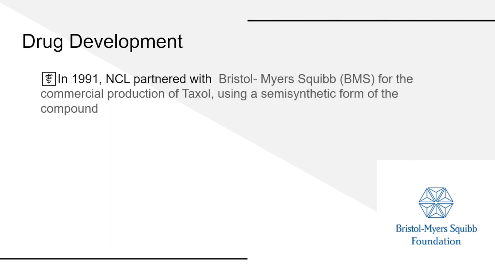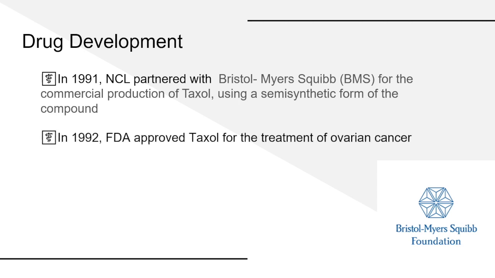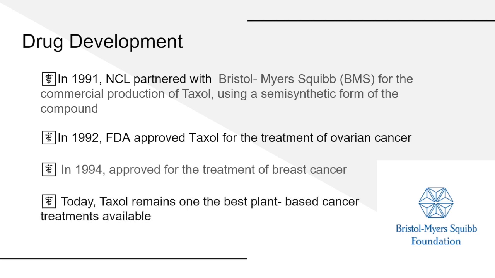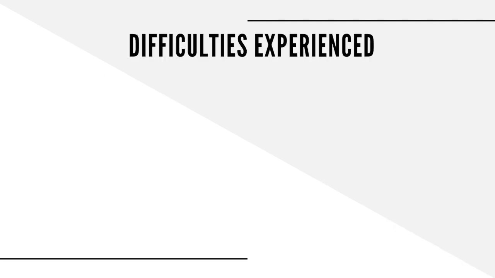In 1991, NCI partnered with the pharmaceutical company Bristol Myers Squibb for the commercial production of Taxol using a semi-synthetic form of the compound. A year later, the Food and Drug Administration approved Taxol for the treatment of ovarian cancer, and in 1994 for the treatment of breast cancer. Today, Taxol remains one of the best plant-based cancer treatments available.